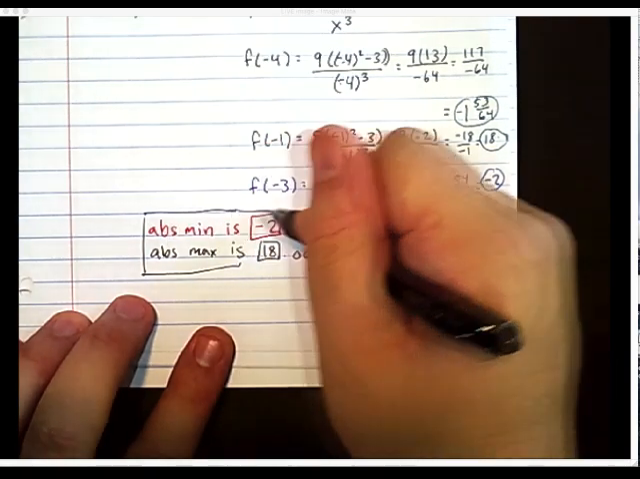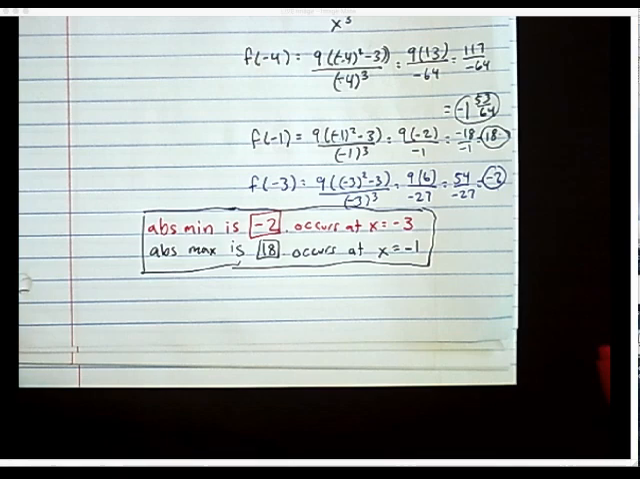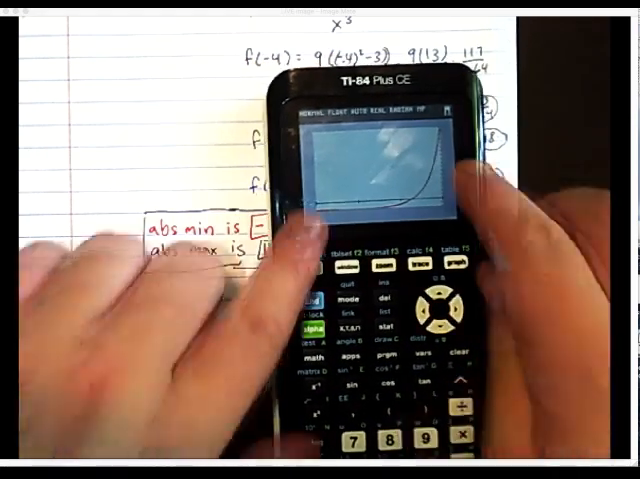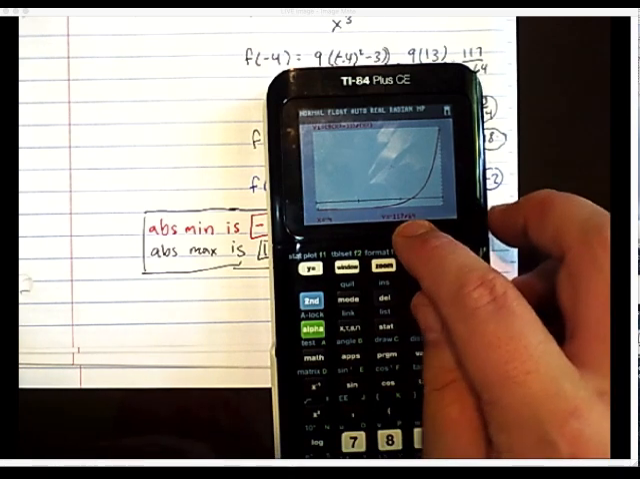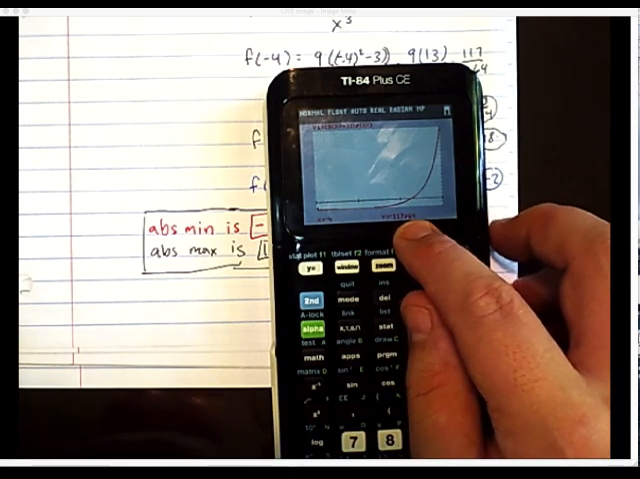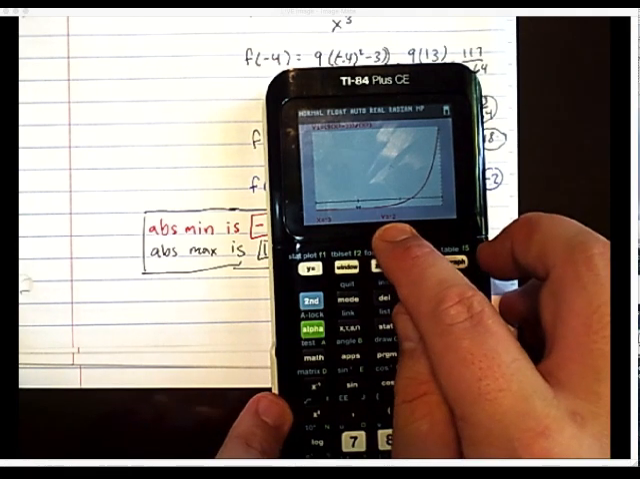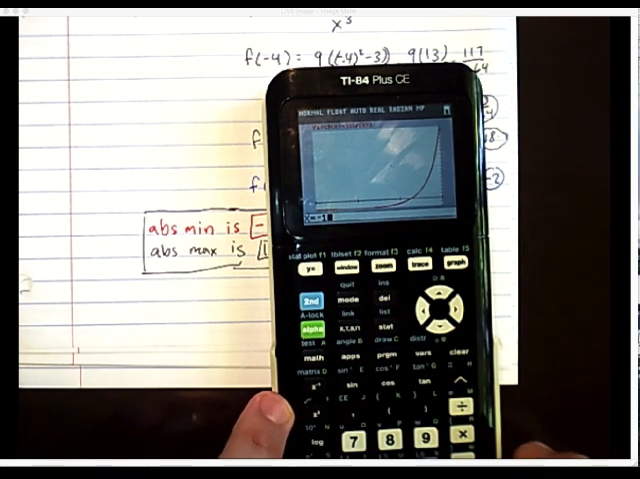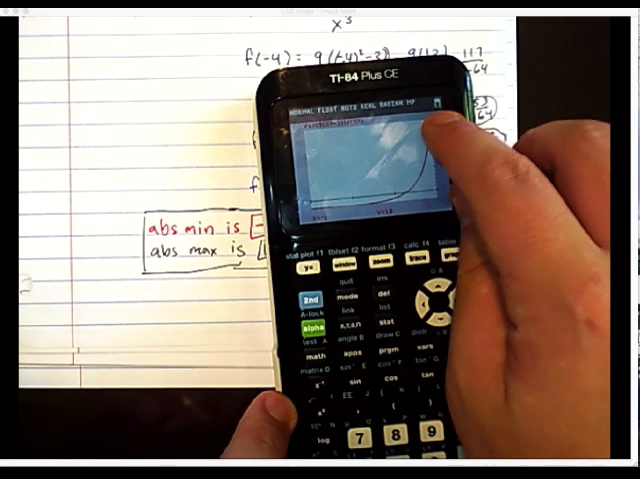So, without actually graphing, I found the highest and lowest points on that curve. I'm just going to use the graph to show you that I'm right. Here are the two endpoints. Let me hit trace. At negative 4, I get negative 117 over 64. At negative 3, I get a y value of negative 2, which is as small as it gets. And at an x value of negative 1, I get positive 18. So that's the high point on the graph.